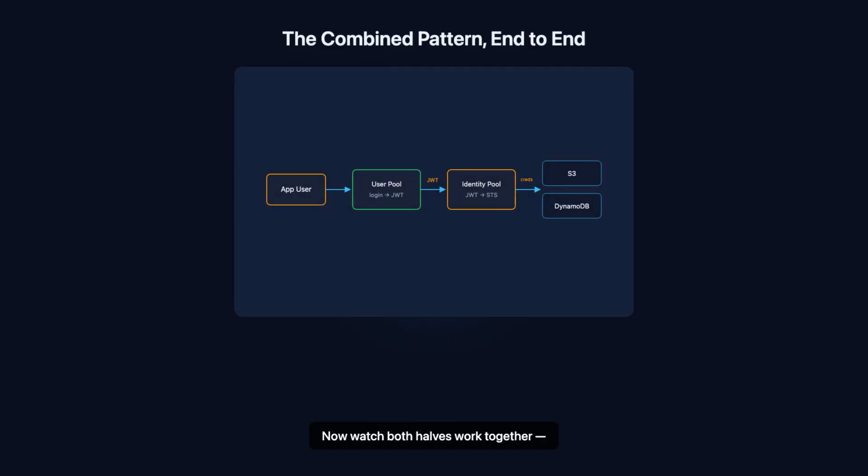Now watch both halves work together. This is the canonical Cognito pattern. It starts with the app user on the left. They log into the user pool, which authenticates them and returns a JWT. The app then carries that token to the identity pool, which swaps it for temporary STS credentials. And with those short-lived credentials in hand, the app reaches straight into Amazon Web Services services like S3 and DynamoDB. User pool proves who they are. Identity pool grants scoped access, and no long-term keys ever touch the client. That's the flow the exam loves to draw.